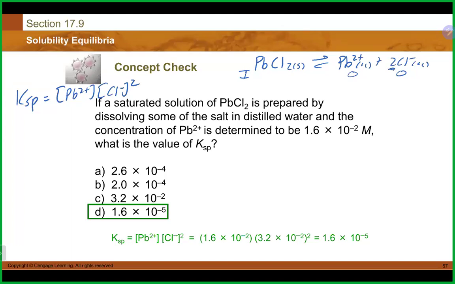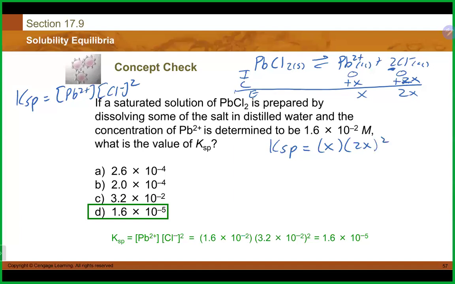It's not going to go into our expression, so you don't have to put any number there. We could do our change. This is going to be plus x and plus x, basically. And not just x, but that last guy is going to be plus 2x, right, because of the coefficient. So you got to make sure of that. That means at equilibrium, you have x and 2x. If you go into your KSP expression, that basically is x times 2x squared.